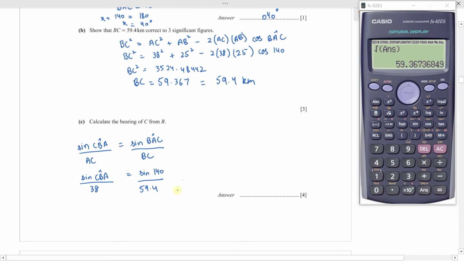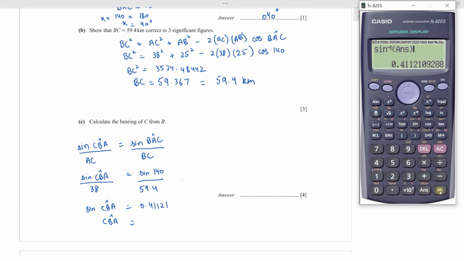So from this, let's calculate this. Sine of 140 divided by 59.4, and then if I take this 38 to the other side, I will multiply this answer with 38. So this will give me sine of CBA equals 0.41121, and angle CBA will be sine inverse of this. Sine inverse of this is 24.28. So I can write this as 24.3 degrees to one decimal place.